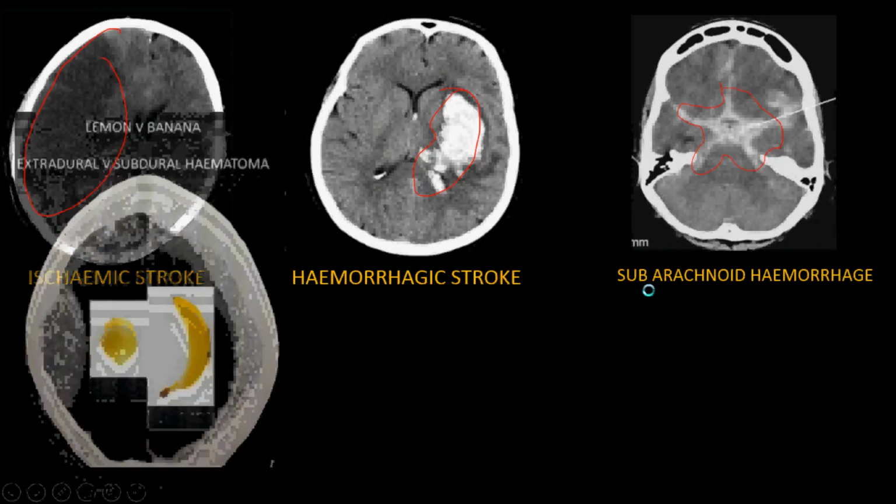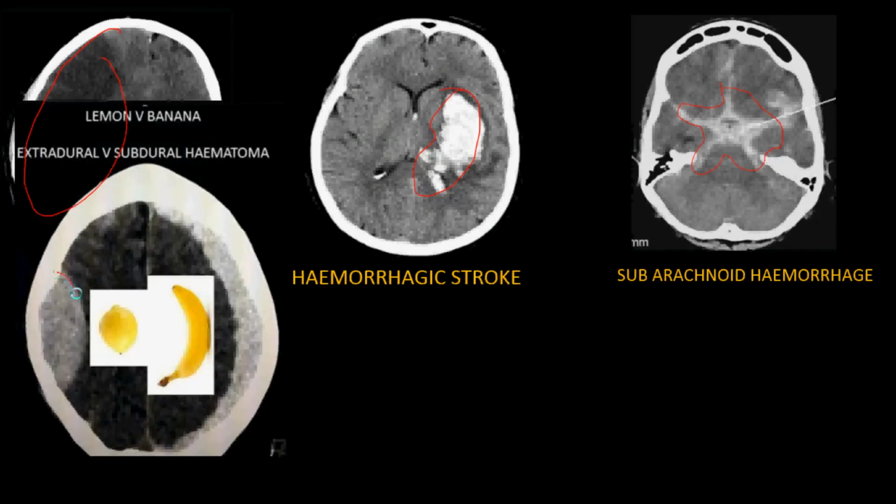Now in trauma, we will also see two other kinds of bleeding commonly. This is called a lens shaped or a biconvex shaped or a lemon shaped bleed, which is nothing but your extradural or epidural hematoma, which is due to rupture of the middle meningeal artery. Whereas on this side you will see this crescent shaped or banana shaped bleeding, which is occurring due to rupture of the bridging veins, which is called subdural hematoma, and this is mostly in old people who have a fall or who have whiplash injuries, etc.